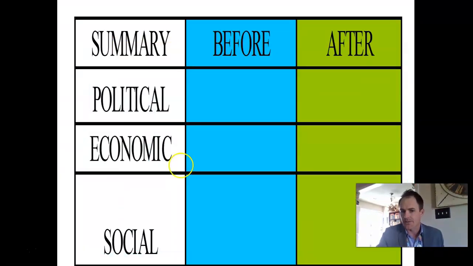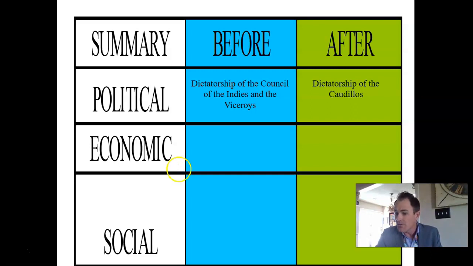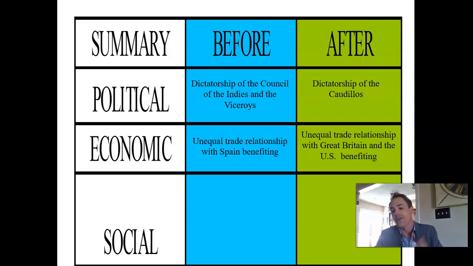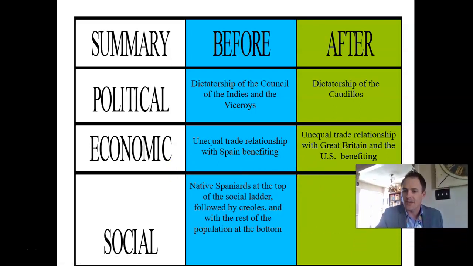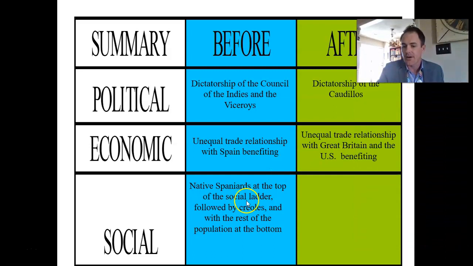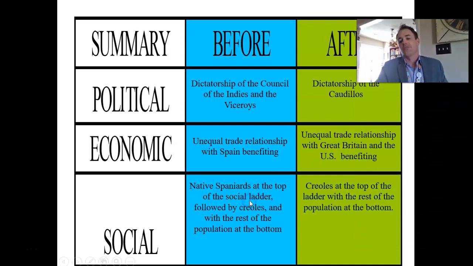All right, let's summarize. Politically, before, dictatorship of the Council of Indies and the viceroys, Spanish control. After, local control, but still dictatorship. Economically, unequal trade with Spain, then unequal trade not with Spain, but with Great Britain and the US. Socially, before, Peninsulares at the top, Creoles and the rest at the bottom. Now, Creoles at the top with the rest of the population at the bottom.